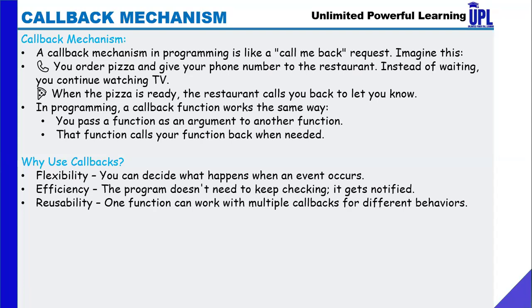Why do we have to develop a callback mechanism? Flexibility: you can decide what happens when an event occurs. Whenever some event occurs, a notification occurs. Efficiency: the program does not need to keep checking. It gets notified, and you do not need to go back. For example, if you are subscribed to a YouTube channel and any new video is added, or any notification has to be given to the subscribers, it is immediately notified to all the people. How is it possible? It is because of the callback mechanism, because you have subscribed and you are waiting for the notification.